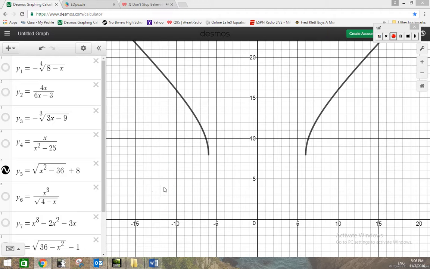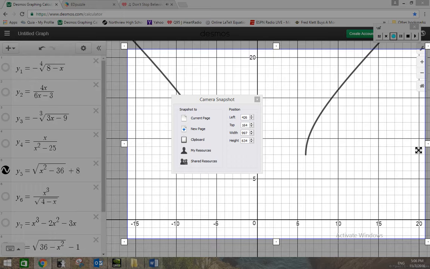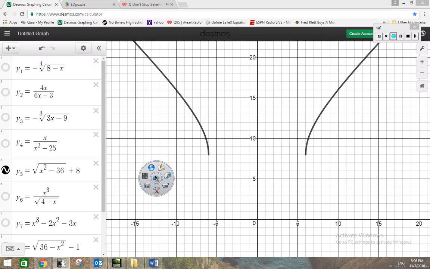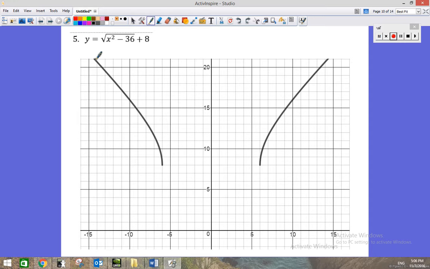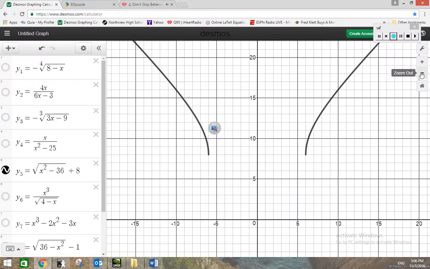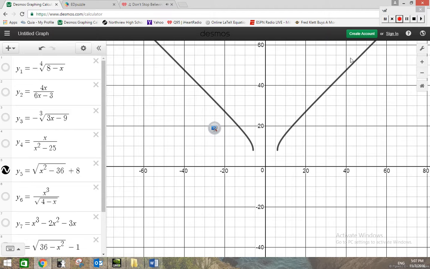So let's take a picture of this. Let's go and take a look at this. Now, we know that this is going off the graph, and we saw that it was going up forever on both sides. You know, if I zoom out, you can see that. You can see it's going up here to the left, and it's going up here to the right. And as I zoom out, that's just becoming more apparent.